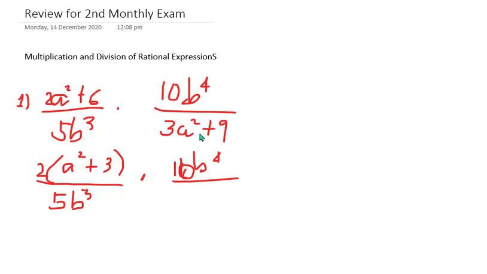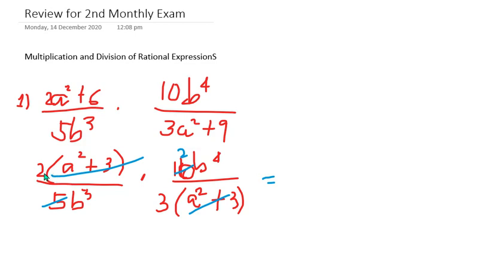We're going to factor the denominator, and the common factor is 3. And then 3a squared divided by 3 is a squared, plus 9 divided by 3 is equal to 3. And then we cancel the common factor: a squared plus 3 divided by a squared plus 3 is equal to 1. And then 10 divided by 5 is now 2. Then b to the fourth divided by b is equal to b.